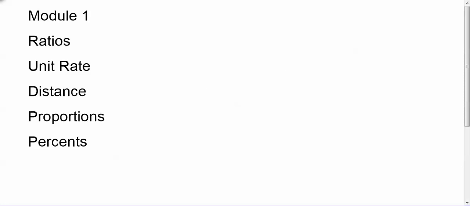Module 1 started with how to write ratios, and again you may see ratios with the words "for every," and we had the ratio alert. That meant a ratio was ahead, and we also learned how to write them. So if I said 1 to 3, that's ratio form. You could write this as a fraction, or you could write it with the word TO, like that.